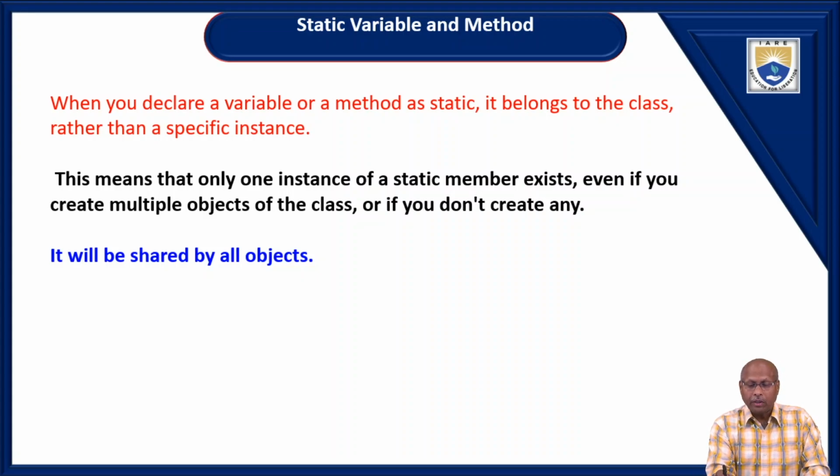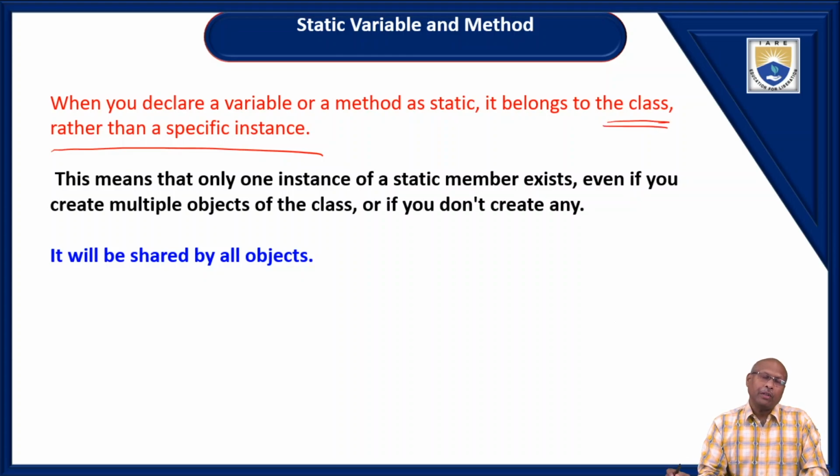When you declare a variable or a method as static, it belongs to the class rather than a specific instance. This point you should remember. So when I say a static variable, that variable is meant for the entire class, not for one instance. Whereas if you declare it non-static, that is related to one instance or one object. Similarly, when you declare a method as static, only one method will be available for the class, which will be shared by all objects. That is the general nature of static.